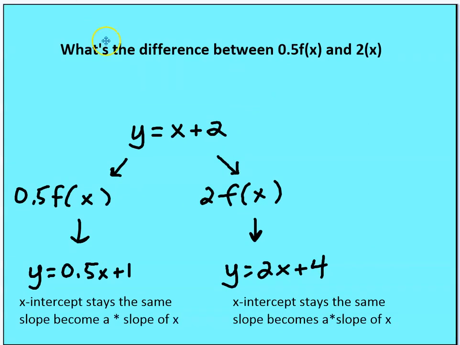All right, so that's the difference between half of x and 2x. I'm multiplying the entire equation by 2 in this case on the right, and by 1/2 in the case on the left.